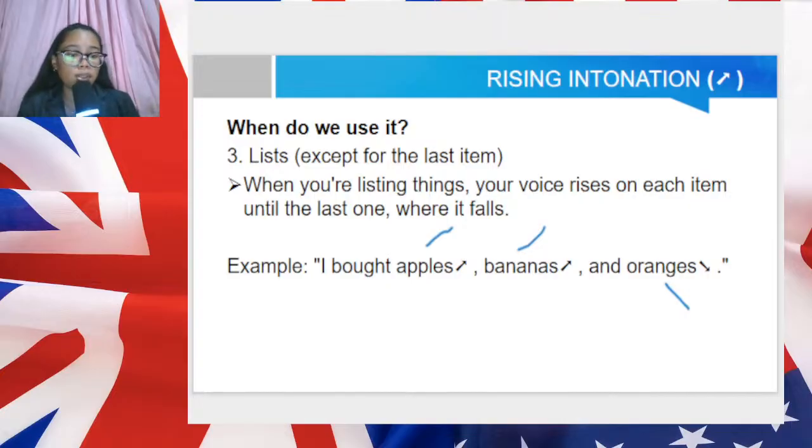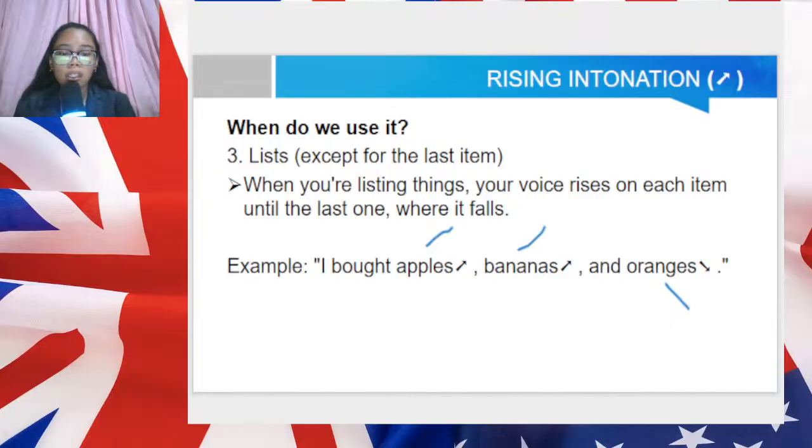So the pitch lifts, cueing the listeners to anticipate further items. Then on bananas, the voice rises again. So this sustained rising pattern reinforces the ongoing nature of the list. So it continues to signal that the enumeration is not yet complete, maintaining the listener's expectations for additional items. So the upward pitch on bananas clearly states that here's another item, but hold on, there's still more.